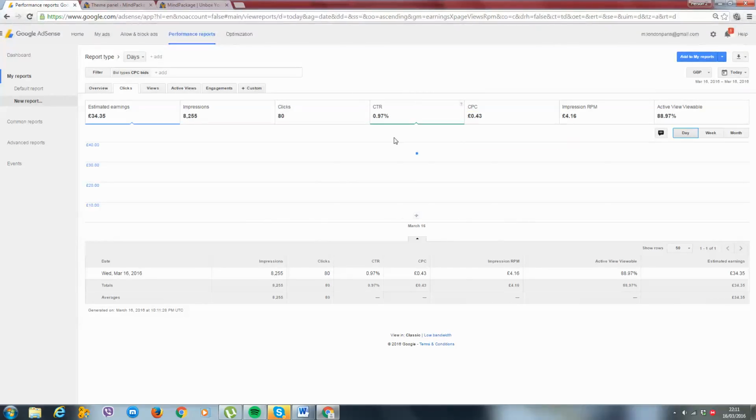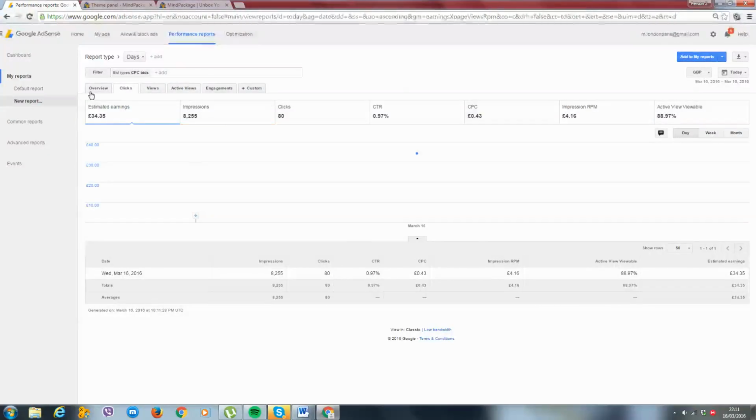And so the click-through rate is basically, let's say 1,000 people entered my site today. Now, the click-through rate is the percentage of people who clicked on my ads from those 1,000 people. Now, 0.97% clicked on the ads, which resulted in this number here. And that's it.